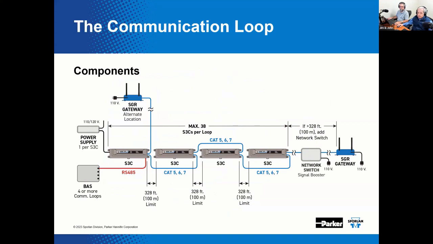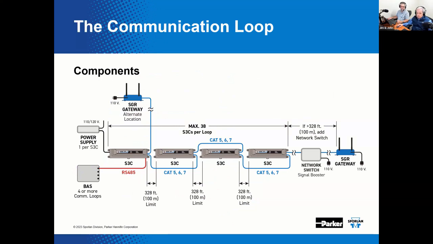Now here's another extra slide for reference. You might remember in a previous presentation, we talked about communication loops. Here's additional detail showing the connections between the building automation system and the gateway routers, SGR in the diagram, sometimes simply referred to as cellular gateways, and the individual case controls. Note there's length limitations. Here we see 328 feet repeated.